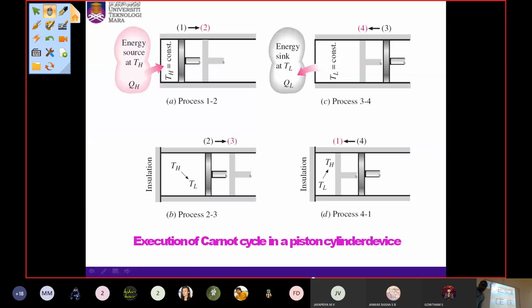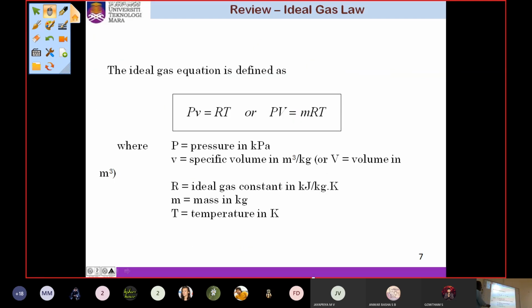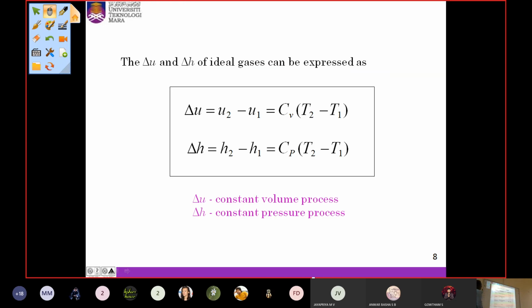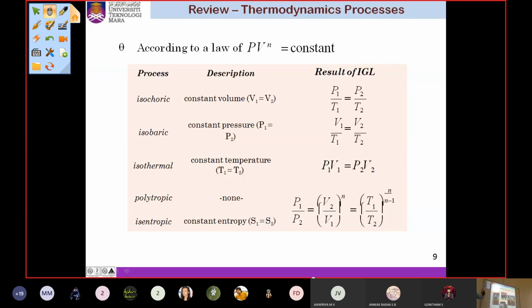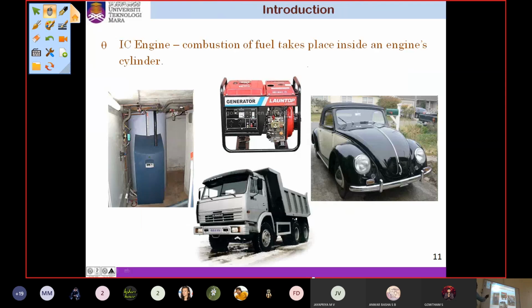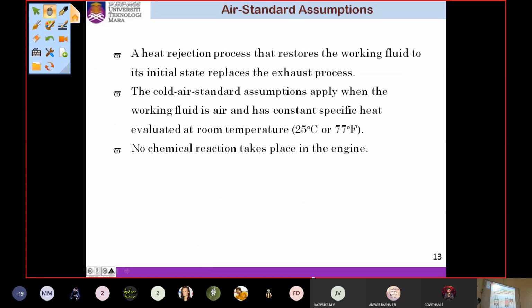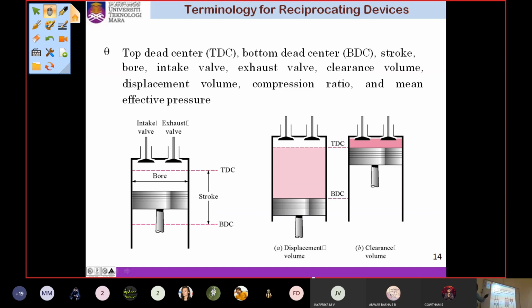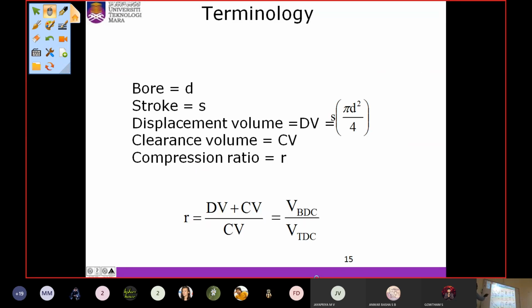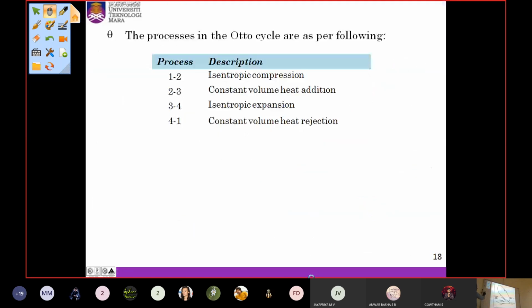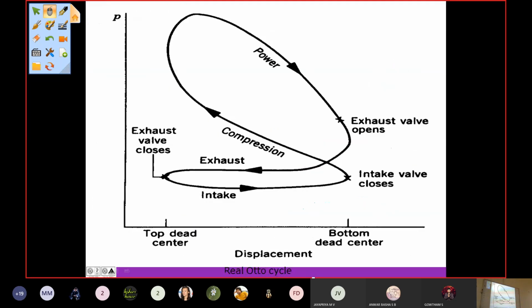What about the Carnot engine? And what about the Carnot cycle? Then for the IC engines we have a cycle. So these are the IC engines. Then we have the general principles of IC engines. Then the terminologies for IC engines. Then we were seeing the Otto cycles, and the PV diagram of the Otto cycle, the realized Otto cycle.